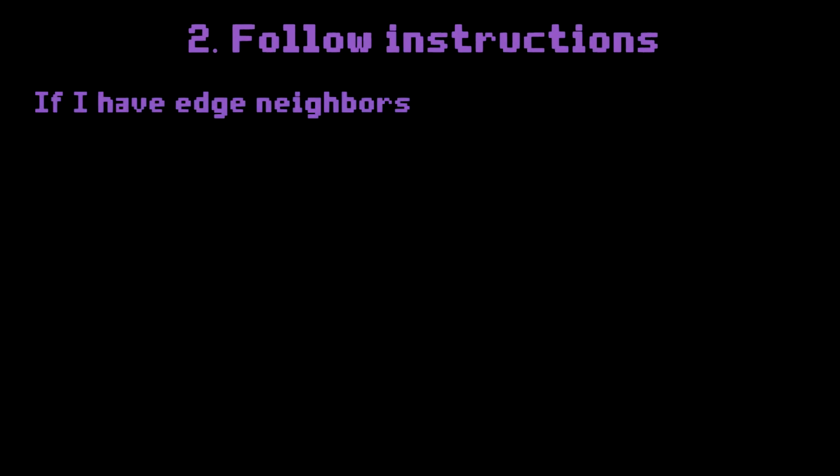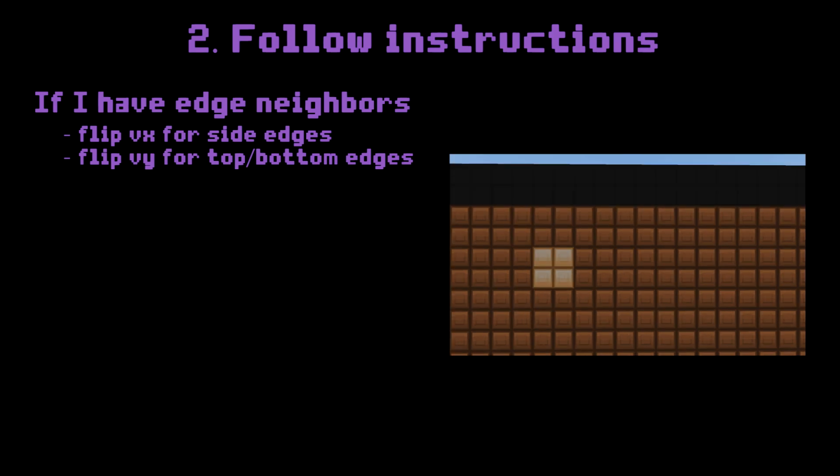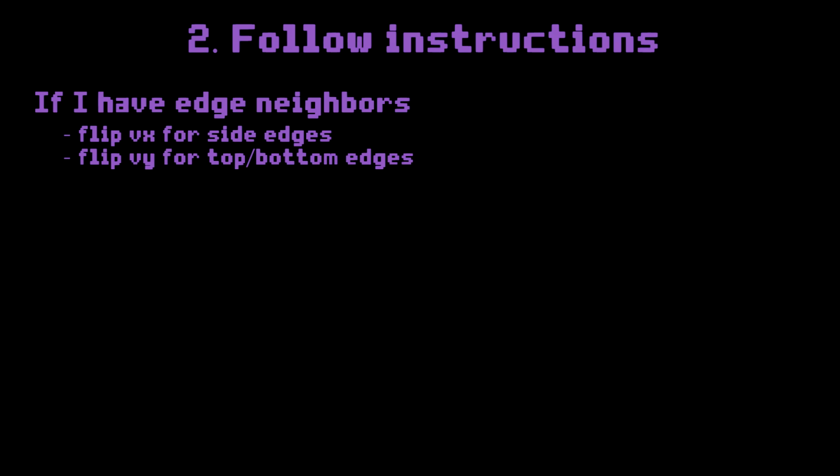If you have any edge neighbors, then just ignore any corner neighbors completely and flip the X component of the velocity for any side edges and flip the Y component of the velocity for any top or bottom edges. If there aren't any edges, then we have 3 separate corner cases.